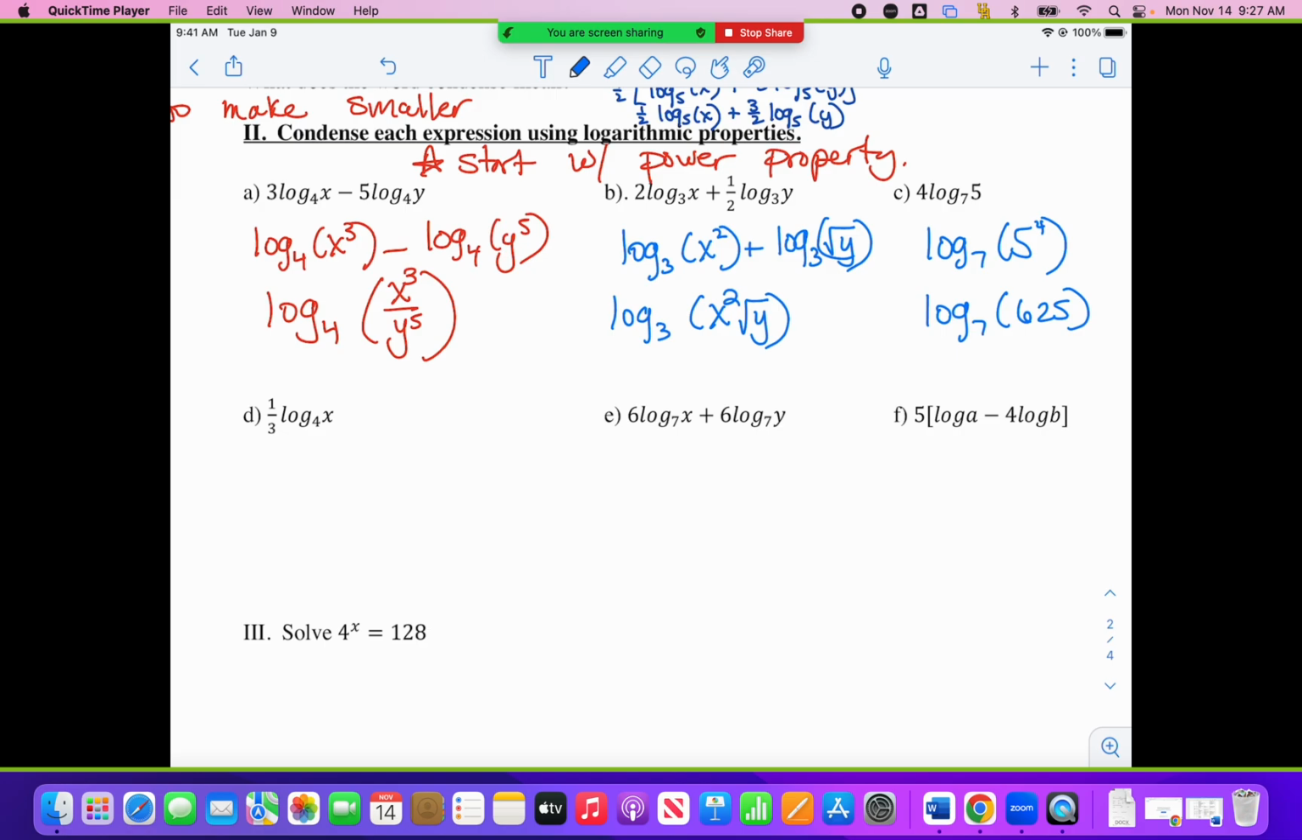So when you're condensing, you're going from the right side to the left. And when you expand, you go left side to the right.